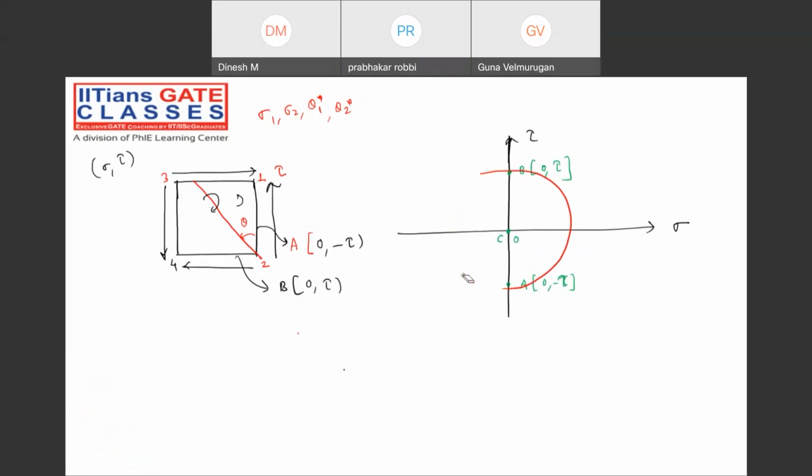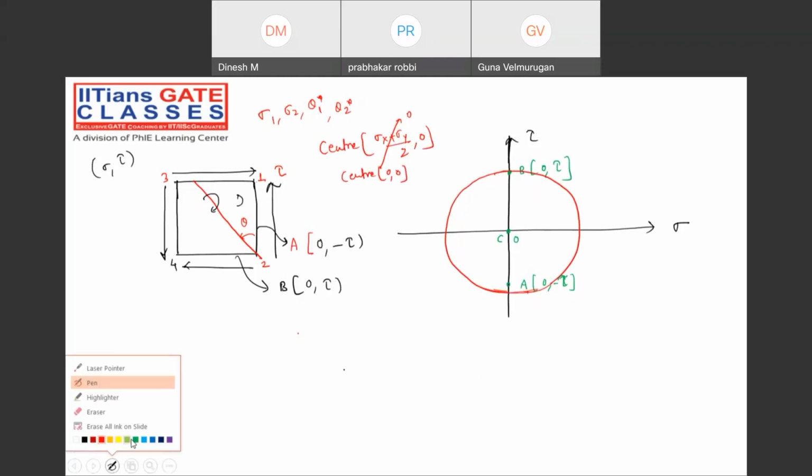It is symmetric, but let me try. It is going to be exactly the circle which is coinciding with the origin. Why is it coinciding with the origin? Try to find the center: sigma x plus sigma y by 2, 0. All are 0. So the center will be 0, 0.